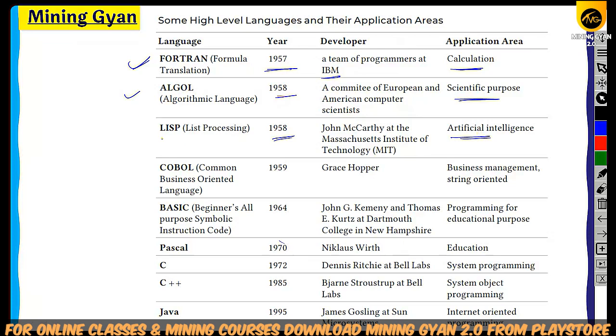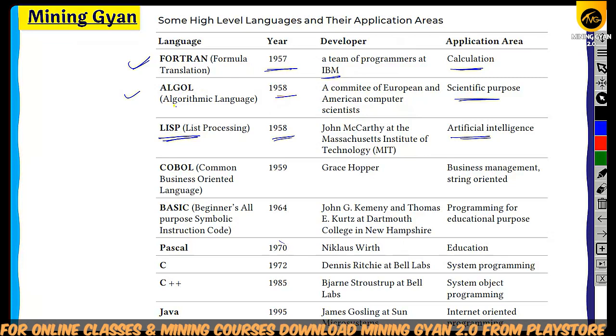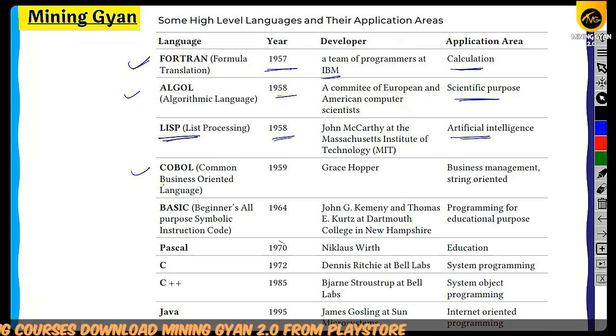Now this is not a popular high level programming language. Basically Fortran is popular, ALGOL is also a popular programming language. Similarly, COBOL is another popular programming language, introduced in 1959. The full form of COBOL is Common Business Oriented Language.